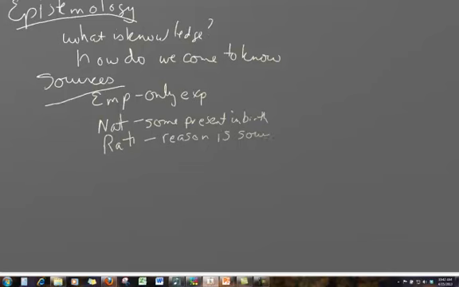So you see the differences? Empiricism says the only valid source of knowledge is our experiences. Nativism says no, some things are present at birth. Rationalism says we don't have to experience it, we can reason through things to come up with knowledge. Those are three different perspectives on the sources of knowledge in epistemology. Another thing epistemology examines is the content of knowledge, and there are four different perspectives on it.